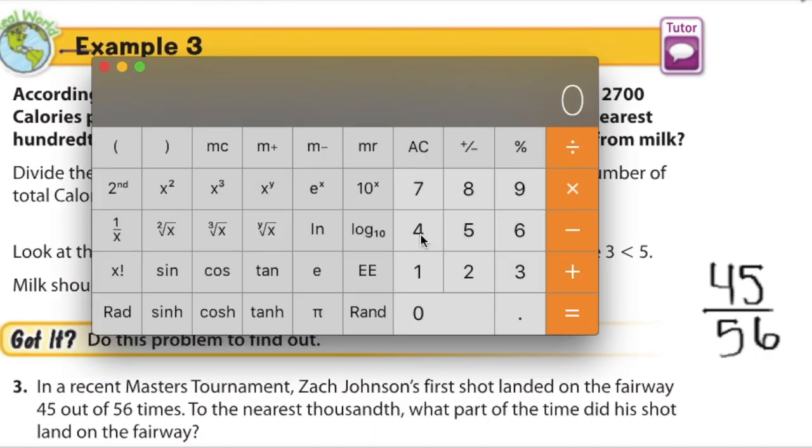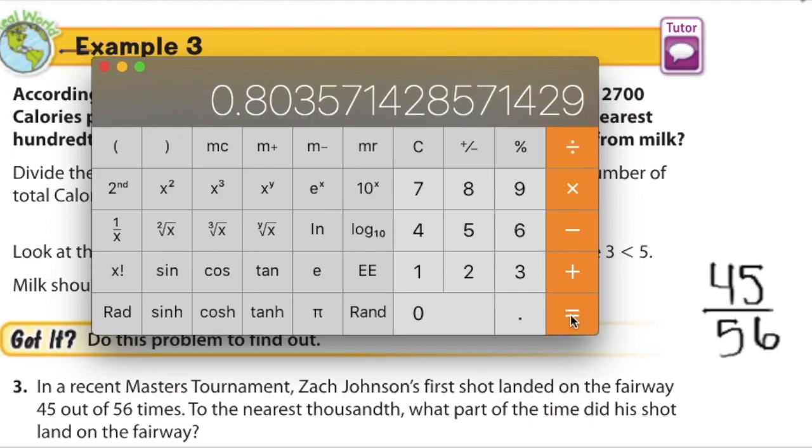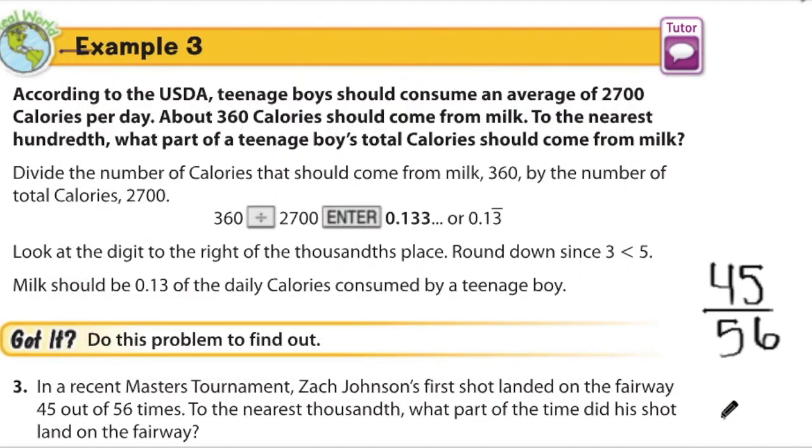On a calculator, I will take the numerator 45 divided by 56 and I get the decimal shown on the screen. If I'm rounding to the nearest hundredth, I'm going to go 2 places past the 0, look to the right, and the 3 is less than 5, so I will write that as 0.80. We can even go a step further and put 0.80 as a percent. That would be 80% of the time that this player had his shots land on the fairway.